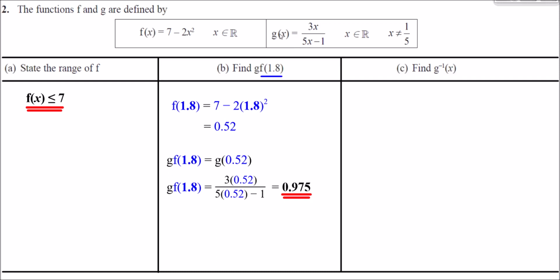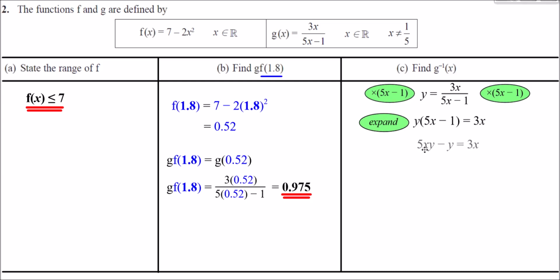So first of all, write g of x as y, then say it's y equals 3x all over 5x minus 1. So if we do that as our first step, just rewriting g of x as y, we're going to make x the subject. That's the goal here. So we need to make x the subject. So what we need to do first of all is to multiply both sides by this denominator, 5x minus 1. If we do that, we get y lots of 5x minus 1 equals 3x. If we now expand these brackets, we'll get 5xy minus y equals 3x.